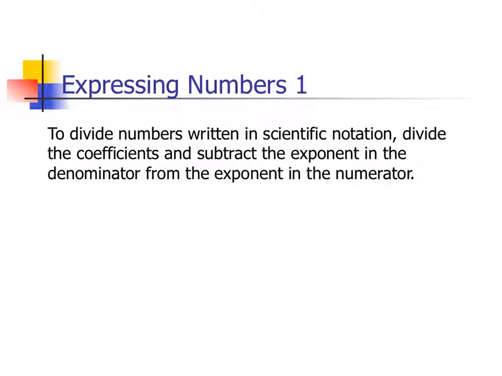When you're dividing, though, you subtract the exponents, and so something goes a little bit different. To divide numbers written in scientific notation, divide the coefficients as you normally would, and subtract the exponents. But now that means if you subtract a negative number, it becomes positive, and so you have to pay attention to the sign of that.